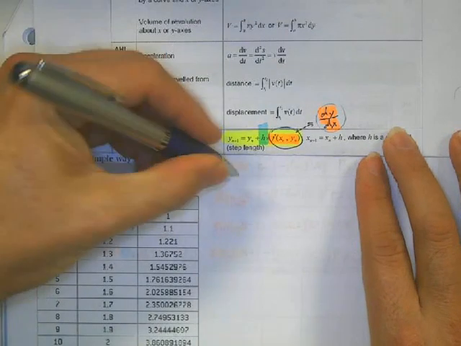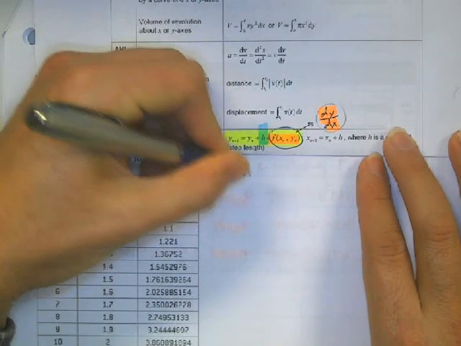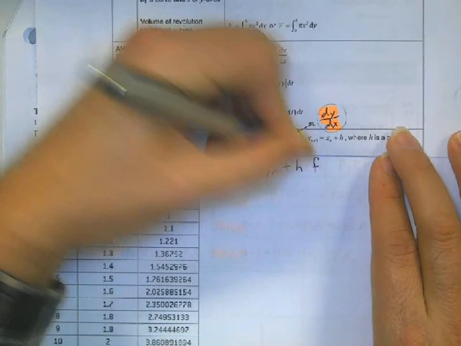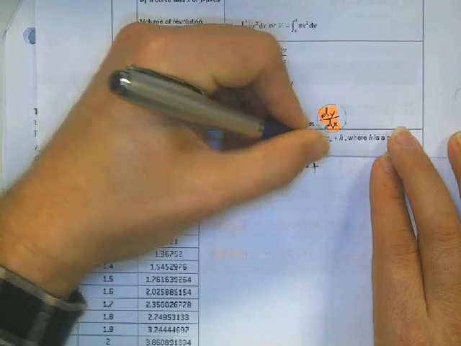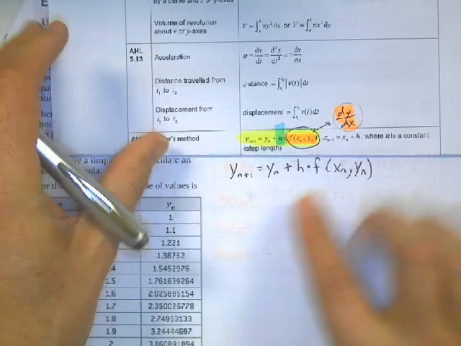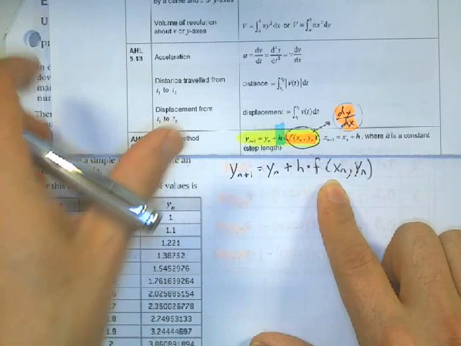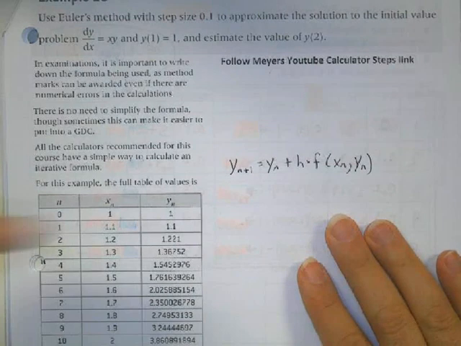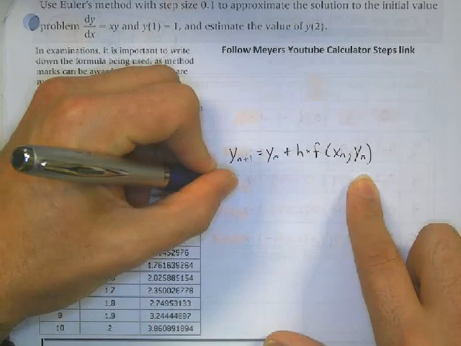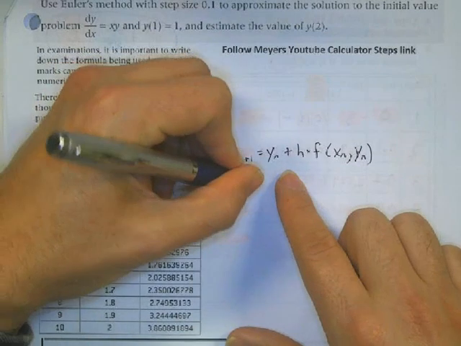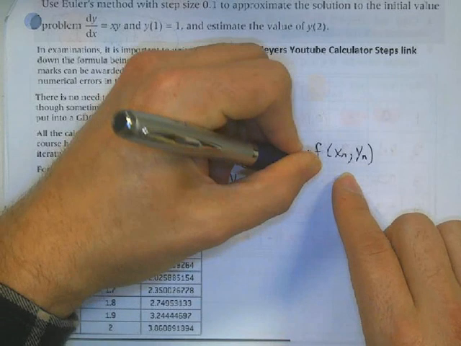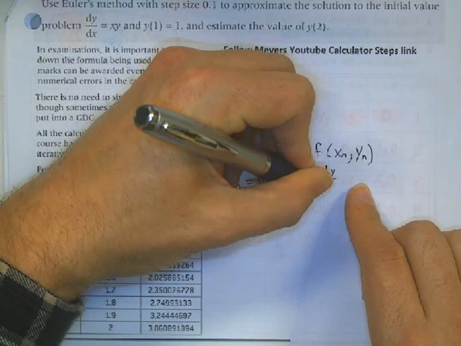y sub n plus 1 equals y sub n plus h times f of x sub n comma y sub n. Like I said, to get credit for partially understanding something, you write this from the formula packet. Now on our calculator, this has to be n. This has to be y sub n minus 1. This needs to be h. And I'm going to rewrite this as dy dx.